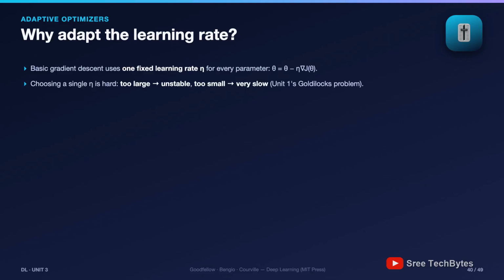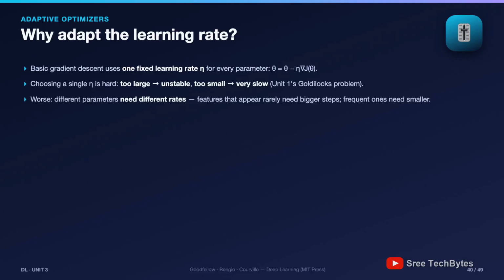Problem 2: different parameters need different rates. In language models, the embedding for "the" updates millions of times, so it needs tiny, careful steps. The embedding for "serendipity" updates rarely, so each update must count: big steps. One shared rate shortchanges someone.